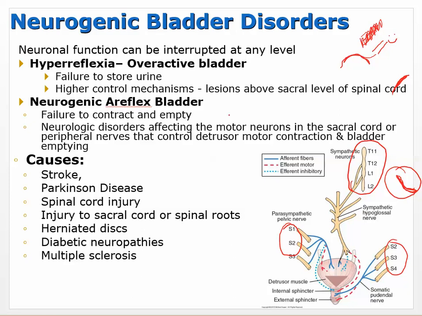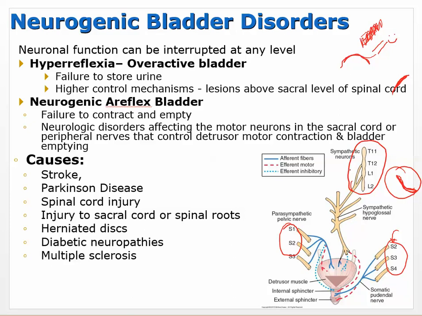So areflex bladder, we've already kind of explained that. So that's a failure to contract and empty. That's neurological disorders affecting motor neurons in the sacral cord. Okay. So now we're getting down here where the parasympathetic signals come out that control the detrusor muscle contraction, okay, and bladder emptying. Okay, so this could come from an infection, it could come from MS, it could come from a tumor, it could come from a spinal cord injury, any kind of diabetic neuropathy.